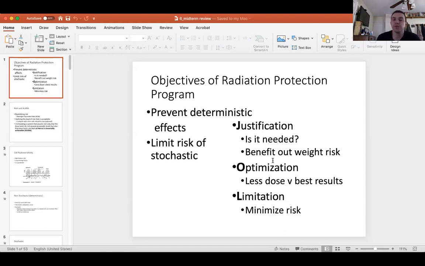You can customize protocols to patients to give them better dose. We see this a lot in pediatric patients. They don't need to be imaged with a protocol that's meant for an adult because their bodies are different. And you can get a lot lower dose if you do that. And finally, just work to limit the overall risk from the use of radiation.